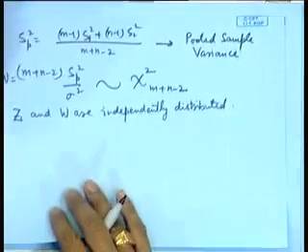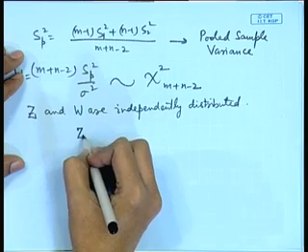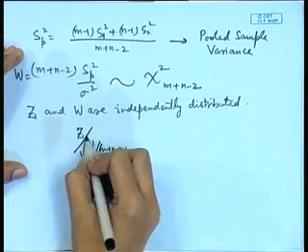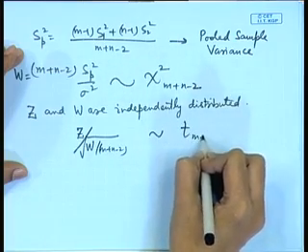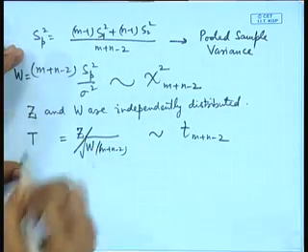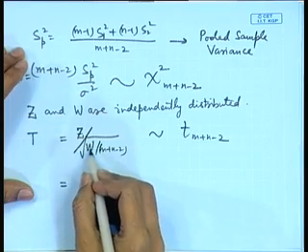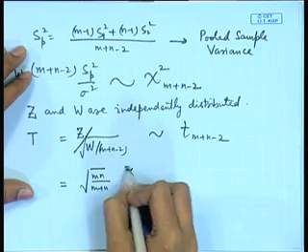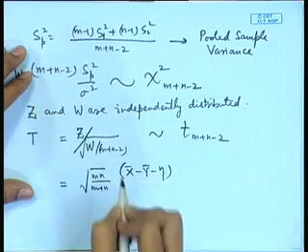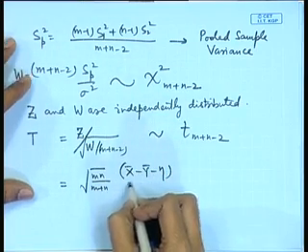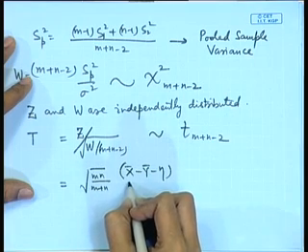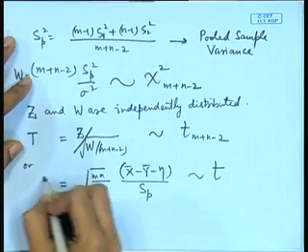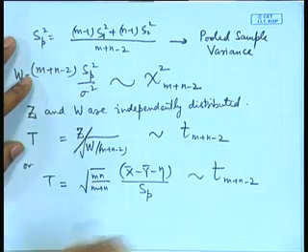So, if they are independently distributed, I can look at the distribution of z divided by w by m plus n minus 2 square root, that will have t distribution on m plus n minus 2 degrees of freedom. So, this quantity is equivalent to root m n by m plus n, x bar minus y bar minus eta, divided by S p. So, that follows t distribution on m plus n minus 2 degrees of freedom.